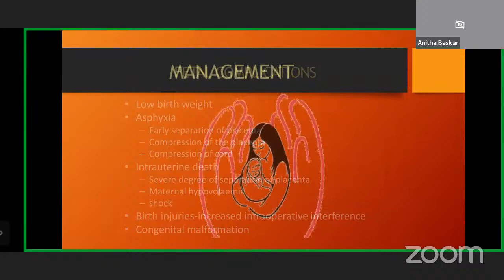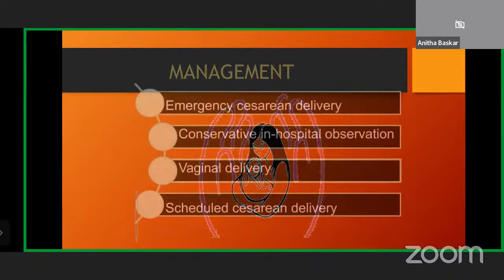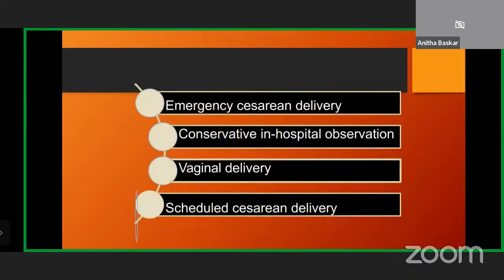How do you manage? The management part is very, very important. There are four modalities of management. One is emergency cesarean section, conservative in-hospital observation, vaginal delivery where type 1 and type 2 placenta previa vaginal delivery can be allowed, and scheduled cesarean section.